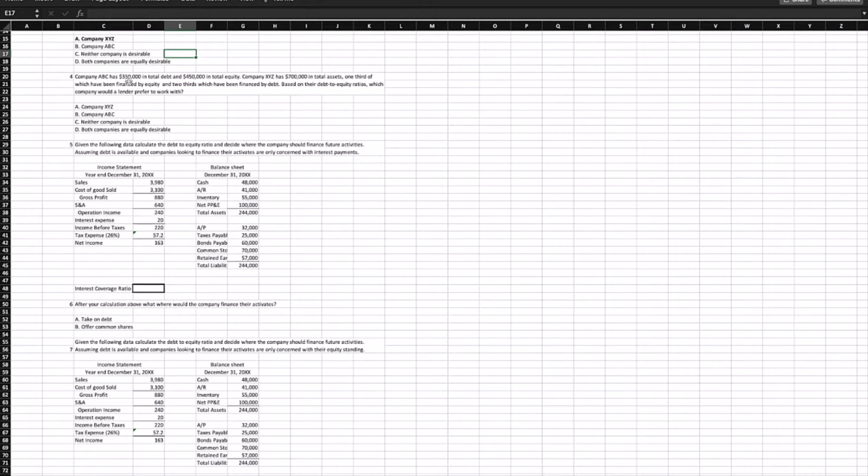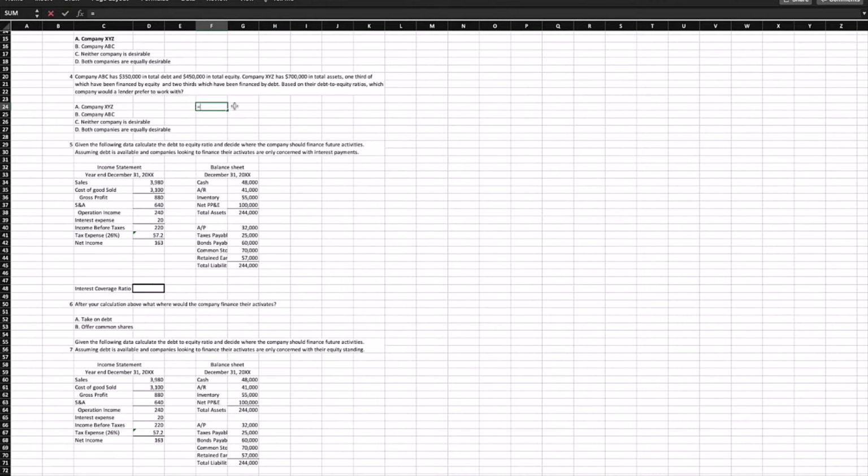Number 4, company ABC has $350,000 in total debt and $450,000 in equity, and company XYZ has $700,000 in total assets, 1/3 of which has been financed by equity and 2/3 of which has been financed by debt. Based on their debt to equity ratios, which one would be more suitable?